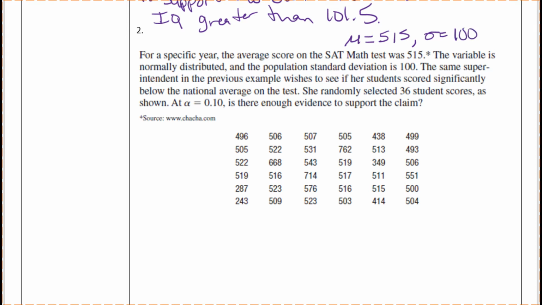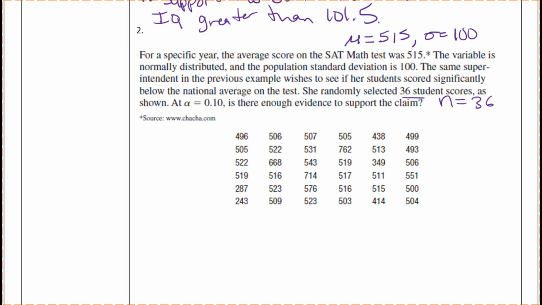The variable is normally distributed. The same superintendent in the previous example wishes to see if her students scored significantly below the national average on the test. She randomly selected 36 student scores, so my N is 36 here. At alpha equals 0.10, is there enough evidence to support the claim?